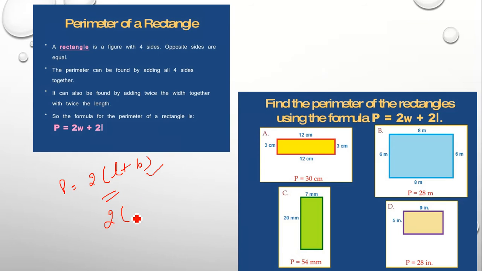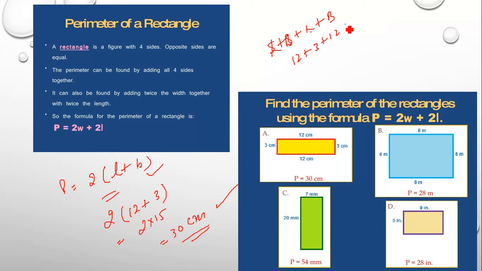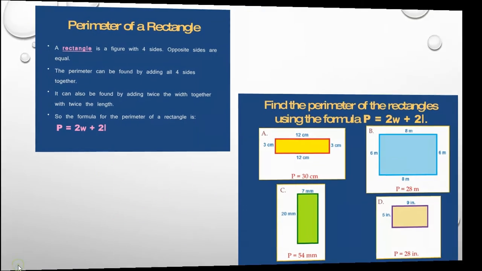So 2 into, what is length? 12. What is breadth? 3. So 12 plus 3, 15. 2 into 15, that is 30 centimeter. This way. Or length plus breadth plus length plus breadth. So 12 plus 3 plus 12 plus 3, it will come 30 centimeter. Clear? This way you can.